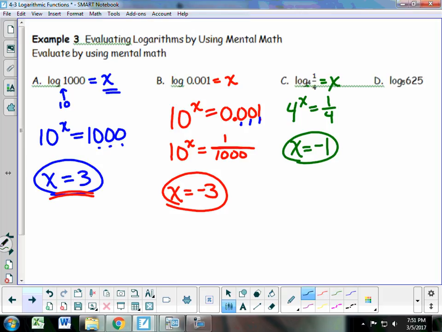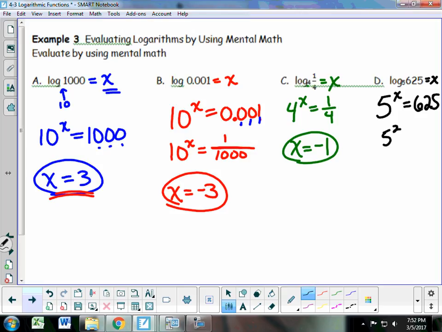Okay. All right. Now, this next one, set it equal to x. Base of 5 to the x power is equal to 625. All right. So this one, I don't know. You might be able to get it by doing it mentally, but I would verify with a calculator.